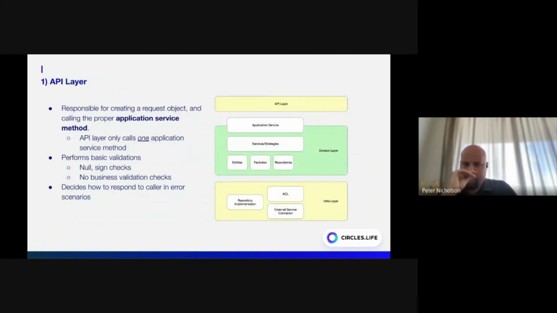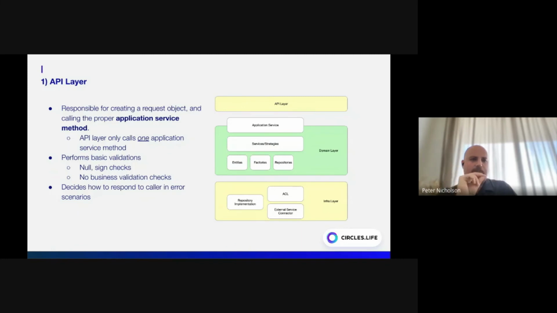To give a better graphical representation, right? It needs to be an API layer with the application service fronting the core of the domain. And then in the infra layer, our external service connectors, so when you call another service, are fronted by this anti-corruption layer that's going to prevent those services' models from corrupting us. This application layer is going to call one and only one application service method.